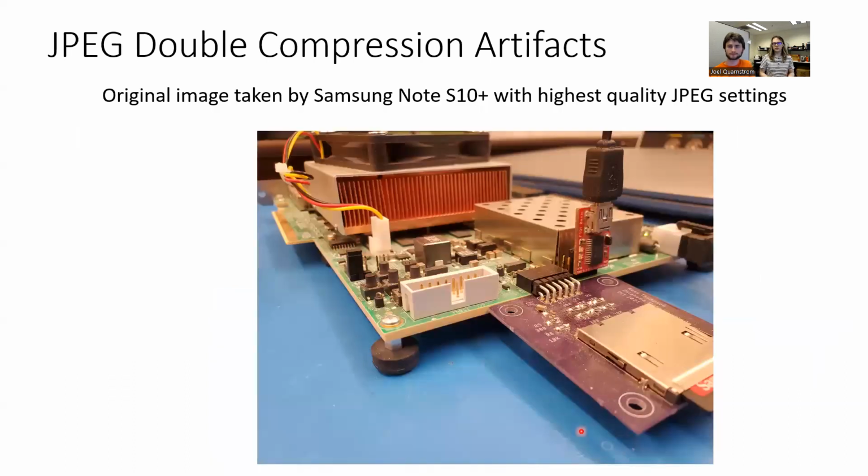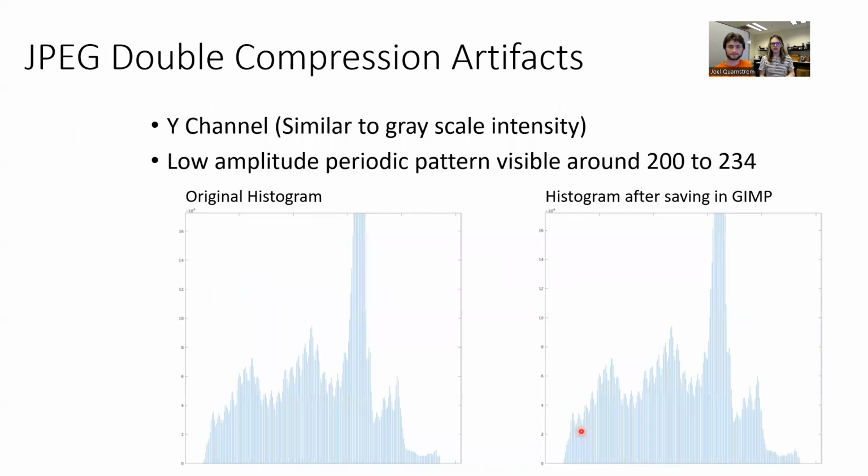So we decided it would be really fun to actually see if we could reproduce this result ourselves. I took an image with my cell phone and set it to produce an image saved in the highest quality JPEG setting possible. And what I did in MATLAB is produce a histogram of specifically the Y channel. So this is not the RGB histogram, it's just the Y channel, the luminance channel.